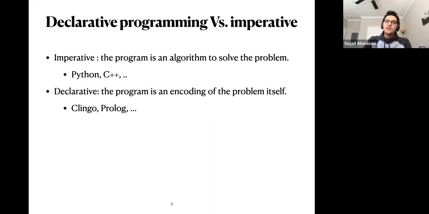So basically, Clingo is a sort of declarative programming, and declarative programming is opposed to imperative programming. Imperative programming, like Python and C++ or whatever we have, is that the program is an algorithm that we write to solve a specific problem. As opposed to that, a declarative program is not an algorithm. It's actually an encoding of the problem itself, and the program only describes what is contained in a solution that we want.